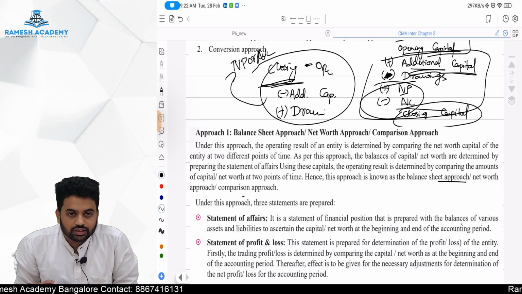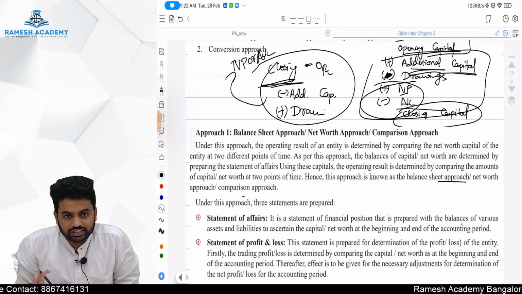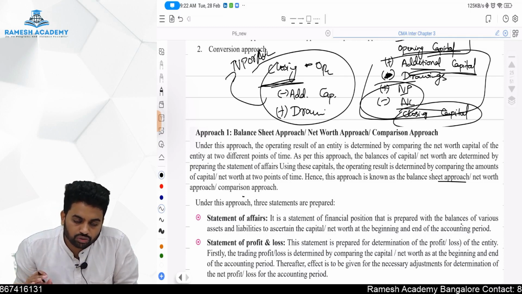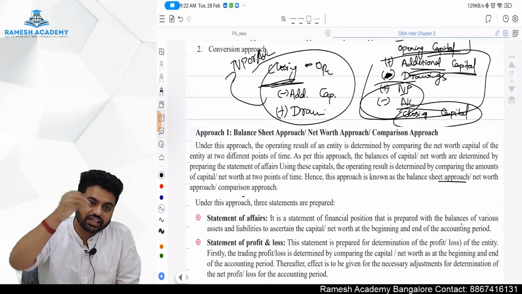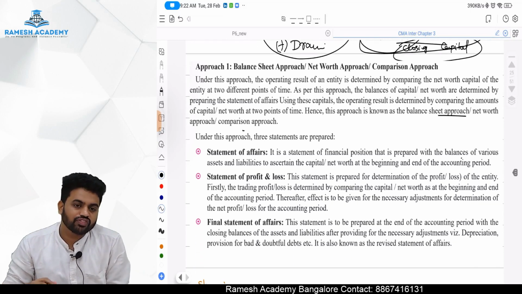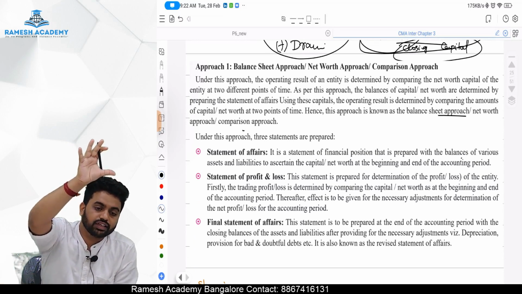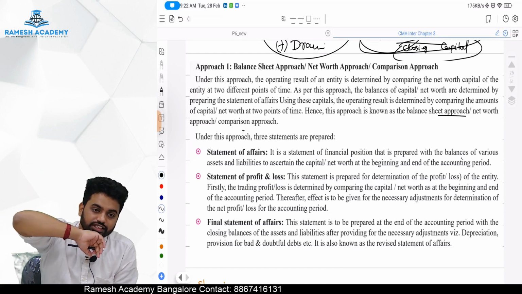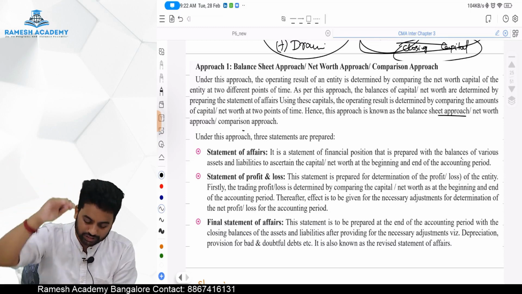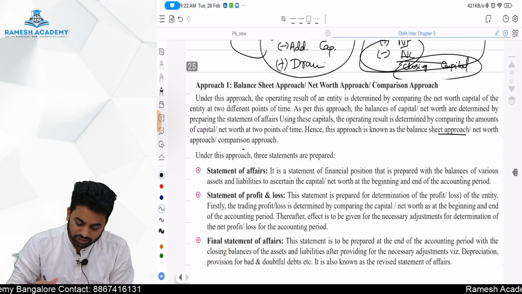Okay. Fine. After this, we might adjust certain items. Which are they? How to know whether it is already adjusted or not? All those things I will tell. So the first one is the statement of affairs. It will take all assets and liabilities into consideration to find out the opening capital as well as the closing capital.